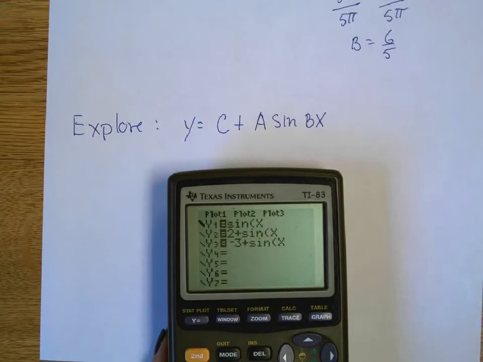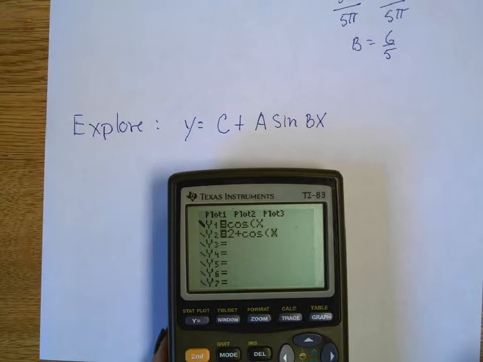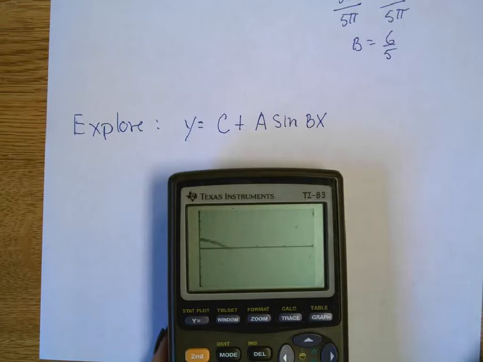Go back and make that cosine x. Get rid of the third one. Clear, and go 2 plus cosine x. You'll see the cosine shift up. You can still tell it's a cosine versus a sine because of its shape. See how cosine looks like a cereal bowl and not the snake? It's taking the whole graph and shifting it up.